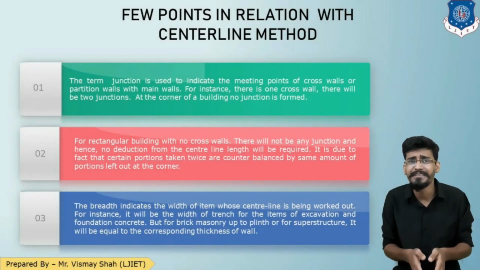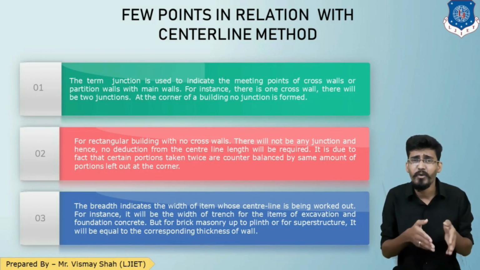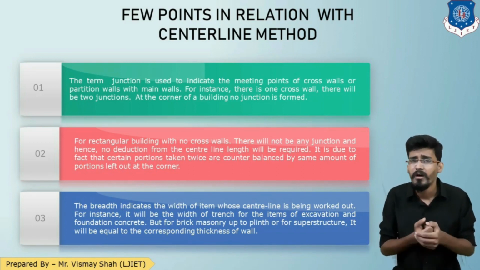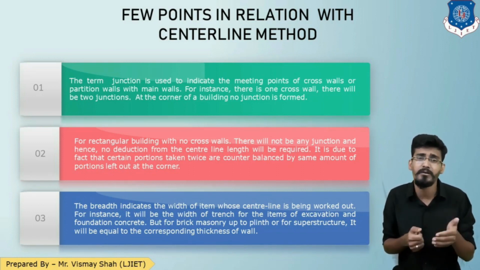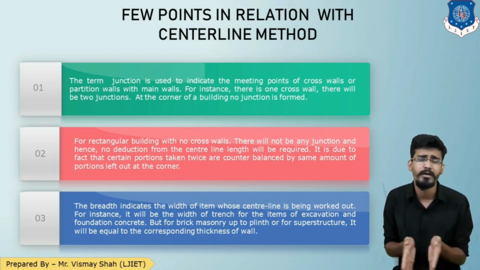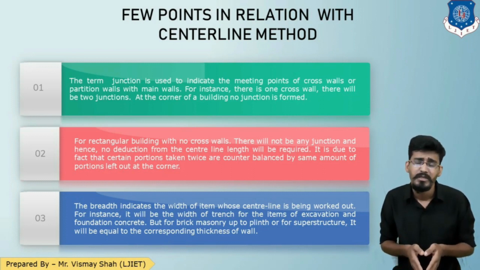The second point: the breadth indicates the width of an item whose centerline is being worked out. For instance, if you are calculating the total centerline length for the excavation or the concrete, the foundation width will be taken at the bottommost part of the section. But if you are calculating for the plinth or the upper superstructure level, the width will be equal to the thickness of the wall. So I hope we are clear up to this point.